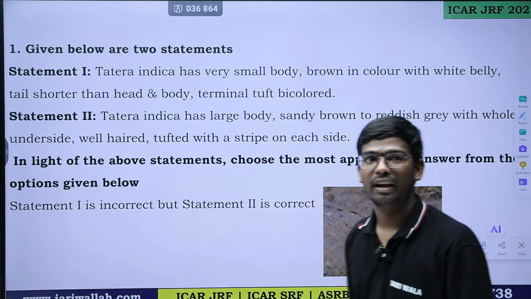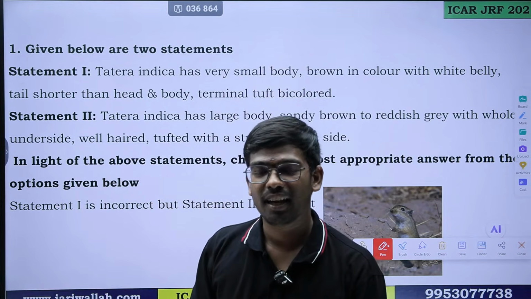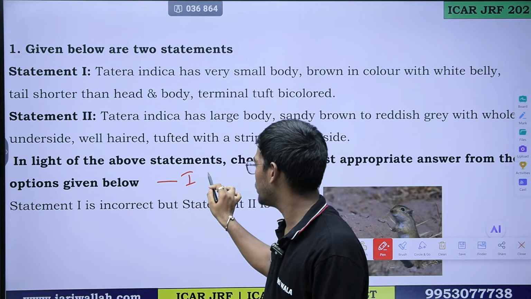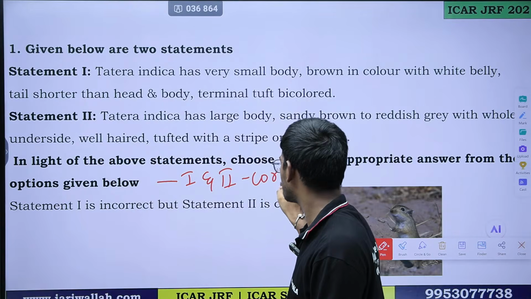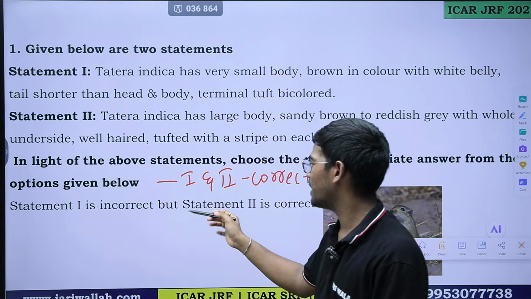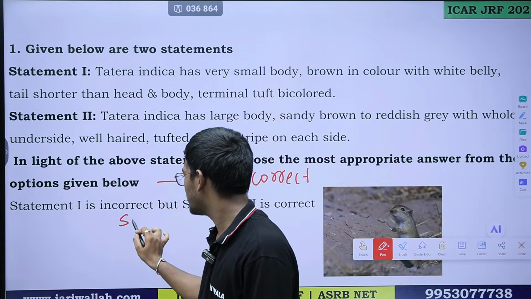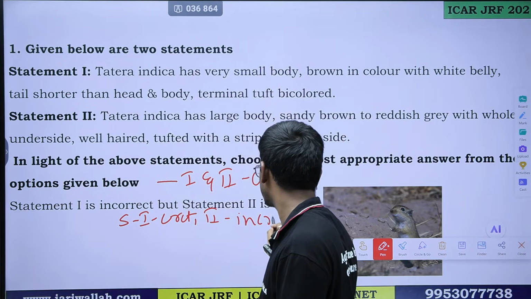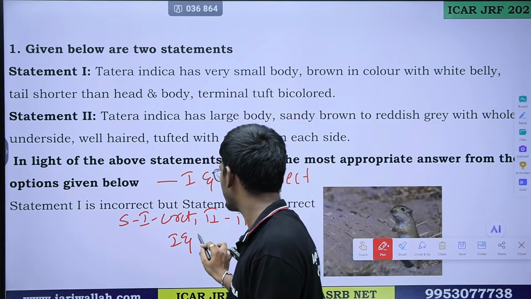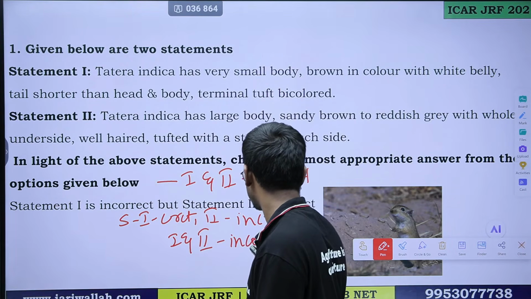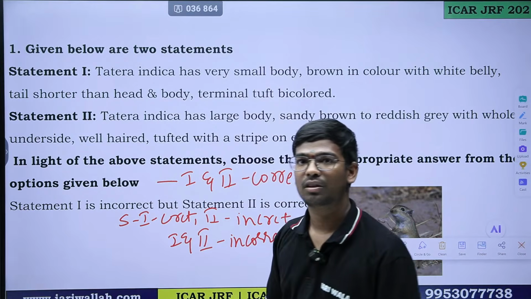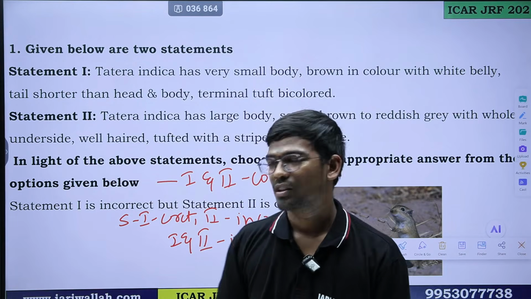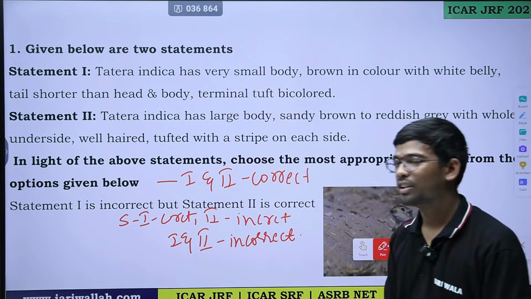Any answer? Here the options were missing. The options are: both statement 1 and 2 are correct; statement 1 is correct and statement 2 is incorrect; statement 1 is incorrect and 2 is correct; both 1 and 2 are incorrect. So these are the options that were missing there. Does anybody know the answer?